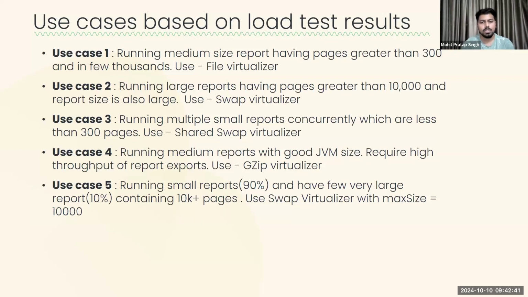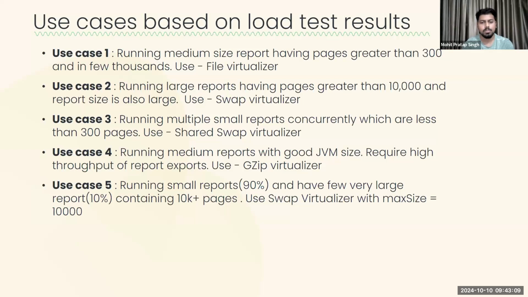Use case 2 is for running reports that are smaller and not greater than 300 pages, but the concurrency is very high. In this case, you can run into out of memory because the file virtualizer and swap file virtualizer won't get triggered. So you have to use the shared swap virtualizer, as it takes the server level pages. So in this use case 3, you should use a shared swap virtualizer.